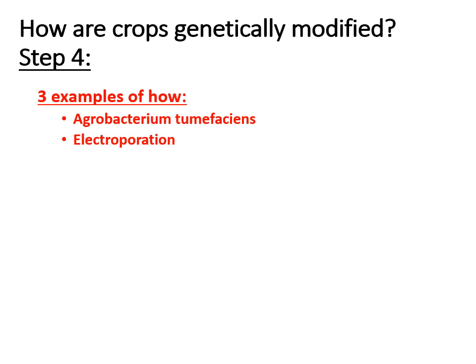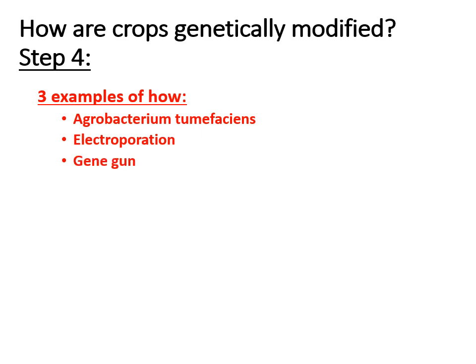The next way that you could get the modified genes into the plant cell is to use electroporation. And electroporation basically uses an electric current to create pores in the outer membrane of the cell so that the engineered DNA can then enter. So it uses an electric current to force DNA into the plant cells.